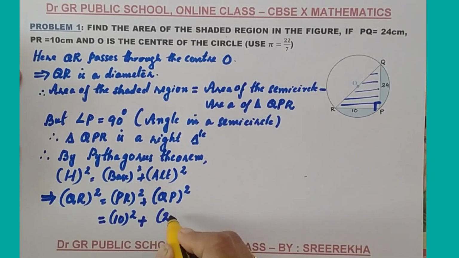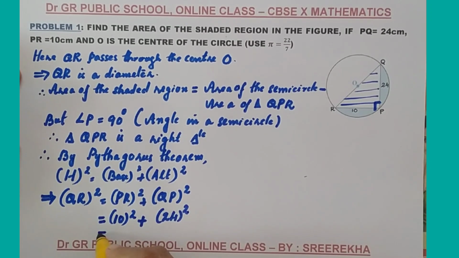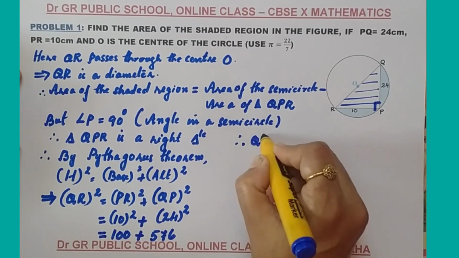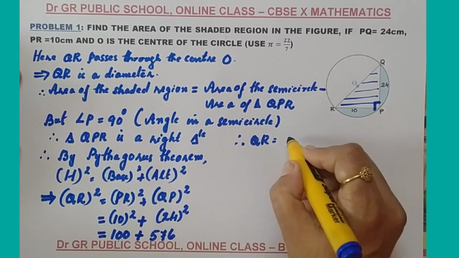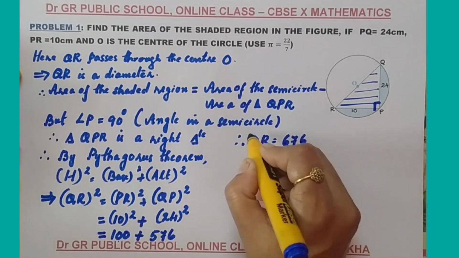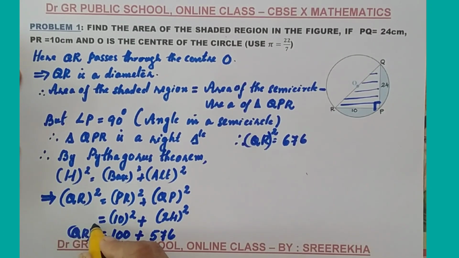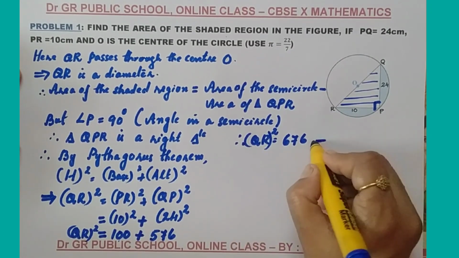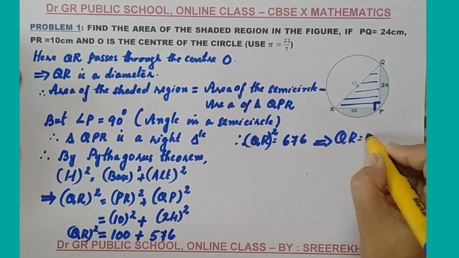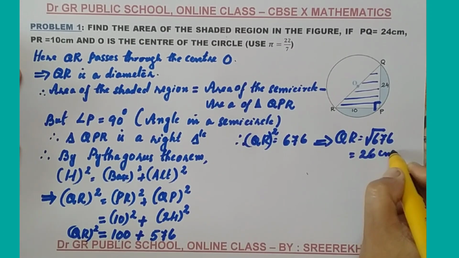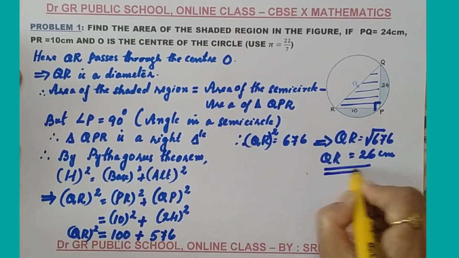That I am going to substitute here. 24 square. Which is equal to 100 plus 24 square is 576. From this, you can say that therefore, QR square equals 100 plus 576, which is 676. That is QR square, the left side is QR square. QR square equals 676, which implies QR equals square root of 676, which is 26 centimeter. So, QR equal to 26 centimeter.